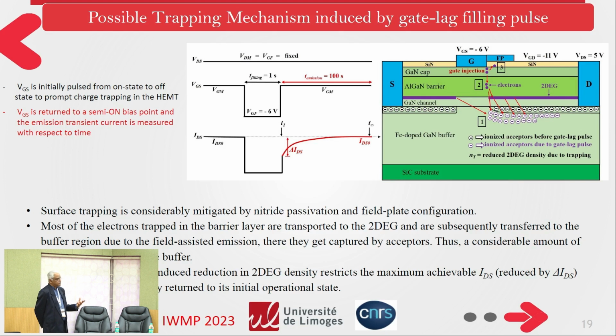So surface trapping, as I have shown before with the gate lag, is considerably mitigated by nitride passivation and field plate configuration. And most of the electrons trapped in the barrier layer are transported to the 2DEG and are subsequently transferred to the buffer region due to the field-assisted emission. So eventually the trapping-induced reduction in 2DEG density restricts the maximum achievable IDS, that means reduced by delta IDS. Then the HEMT is rapidly returned to its initial operational state.